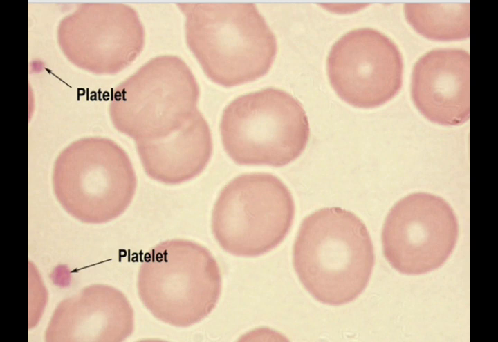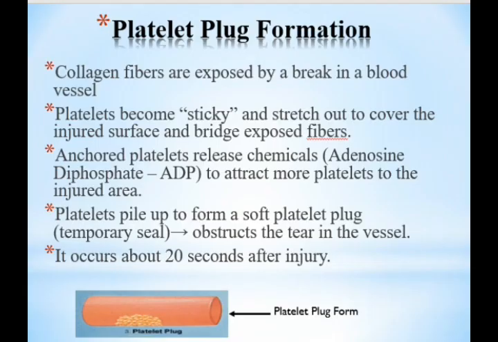If you can see, these are red blood cells. In between them, you have small platelets. For platelets to work, it will only happen when there is a tear within the collagen in any tissues or blood vessels.